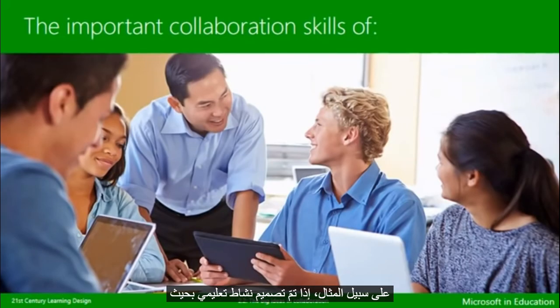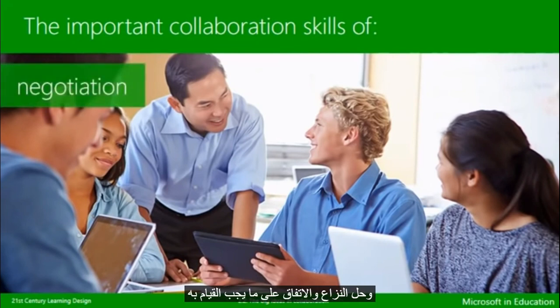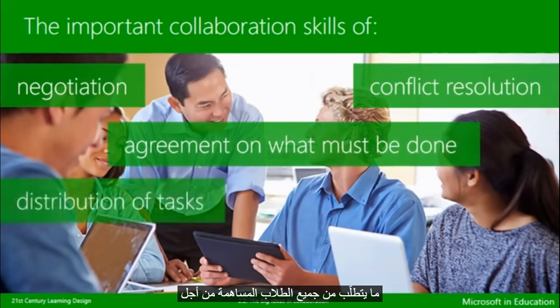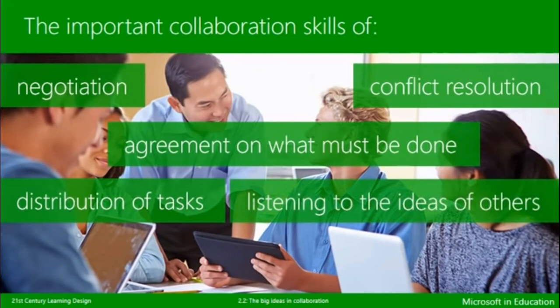For example, if the learning activity is designed in a way that students have shared responsibility for their work and requires students to make substantive decisions together, then the students have the opportunity to develop and learn important collaboration skills. These include the skills of negotiation, conflict resolution, agreement on what must be done, distribution of tasks, listening to the ideas of others, and integration of ideas into a coherent whole. The strongest learning activities which will help students develop these collaborative skills are designed so that students' work is interdependent, requiring all students to contribute in order for the team to succeed.